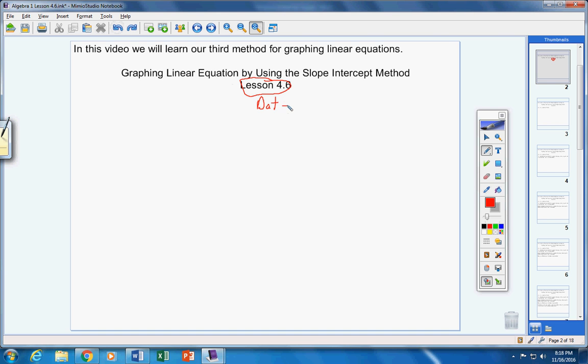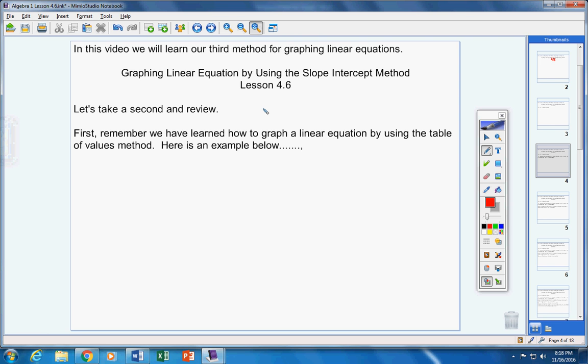Now, like always, guys, I'm going to go pretty fast, so pause the video as much as you need to, alright? And here we go. Let's take a second and review. I feel like that would be really smart to do. First, remember we have learned how to graph a linear equation by using the table of values method, okay?